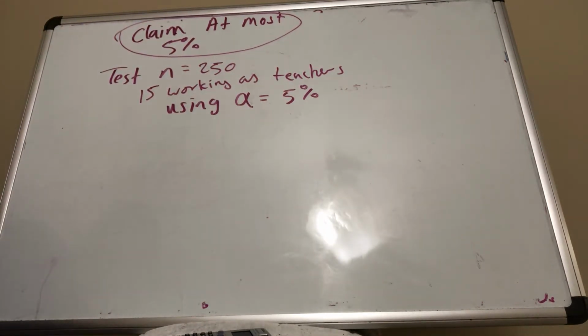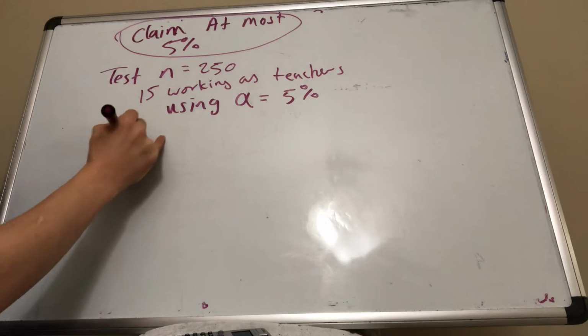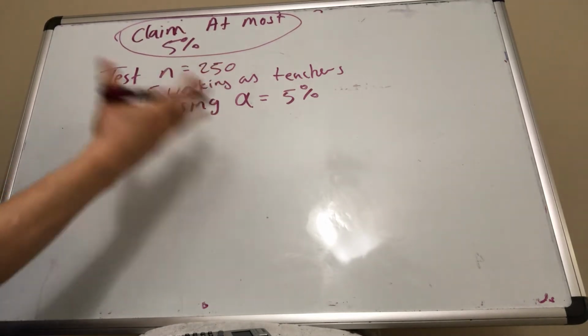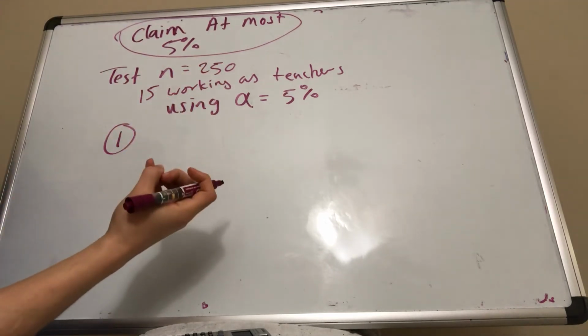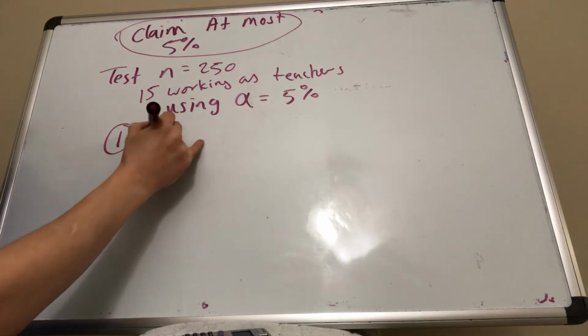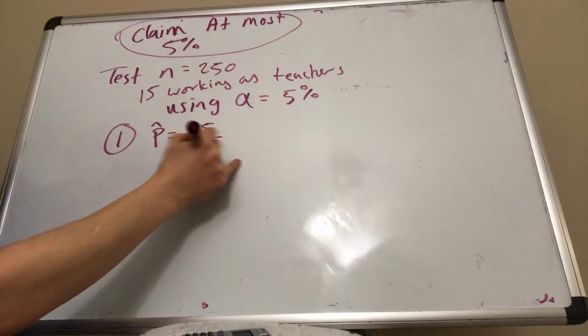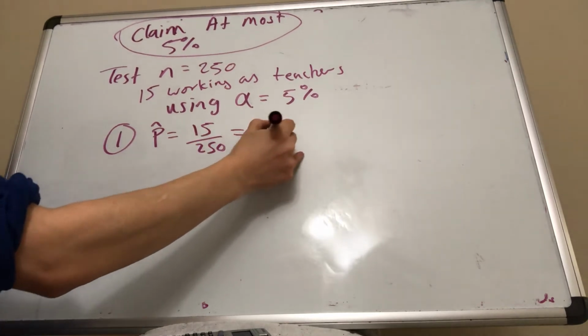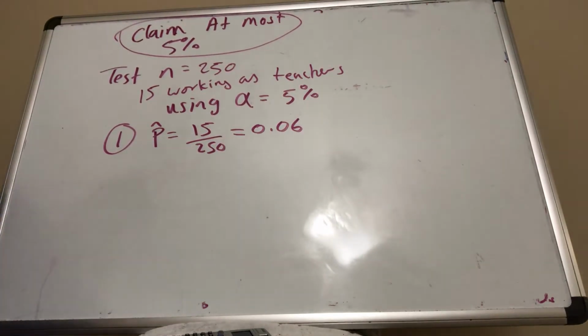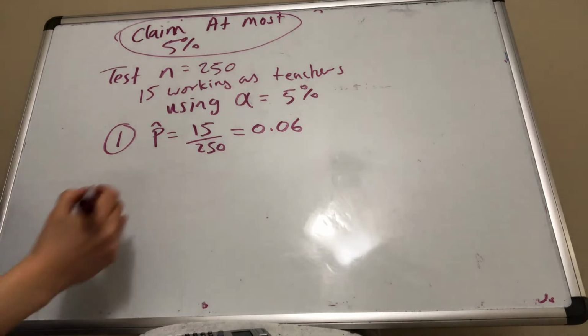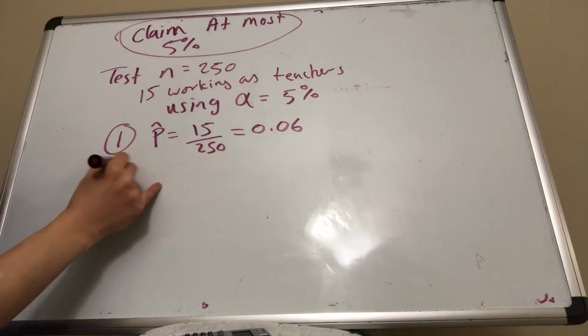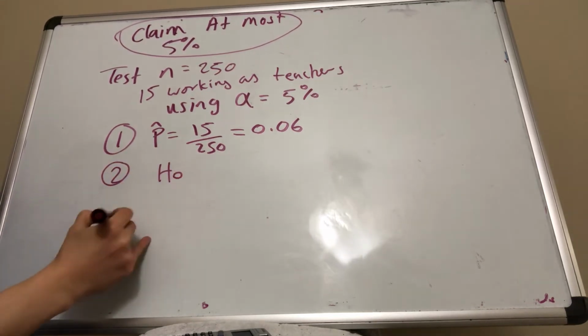First question. 1. Find the proportion of students from the sample working as teachers. So from the sample, what's the percentage of students working as teachers? So that's asking for p hat. 15 working as teachers from 250, and that's 6%. That's your sample proportion.